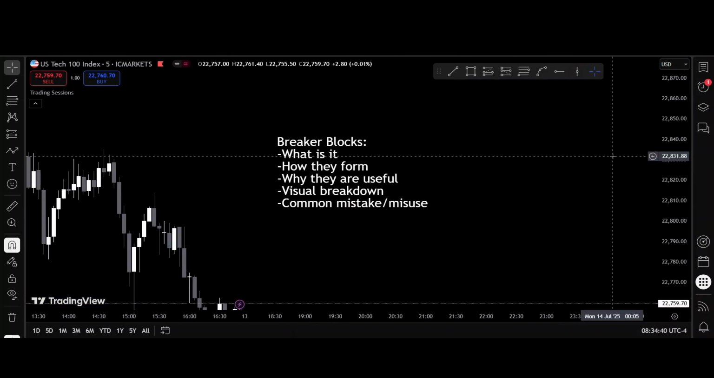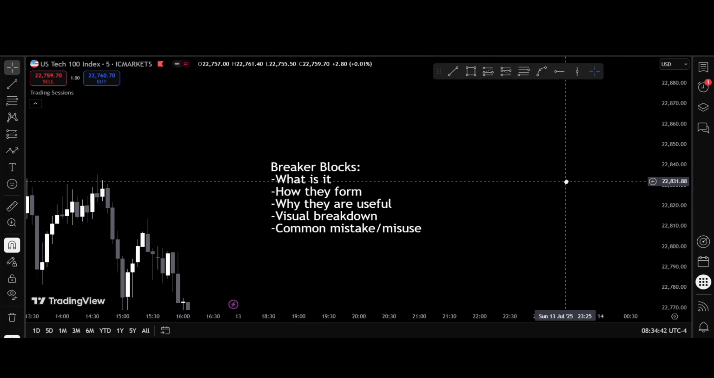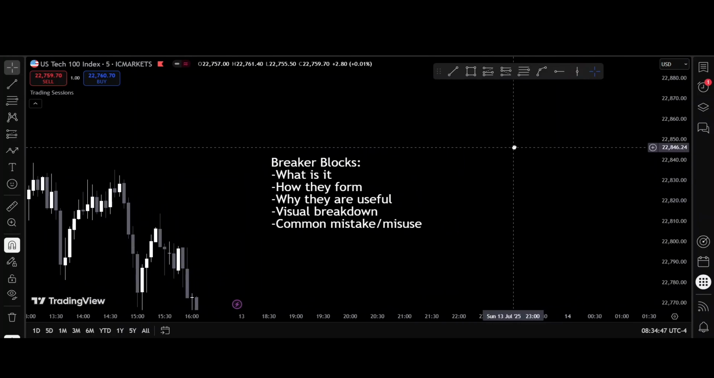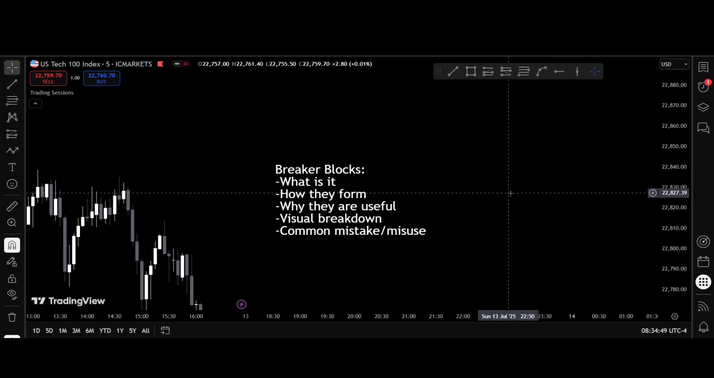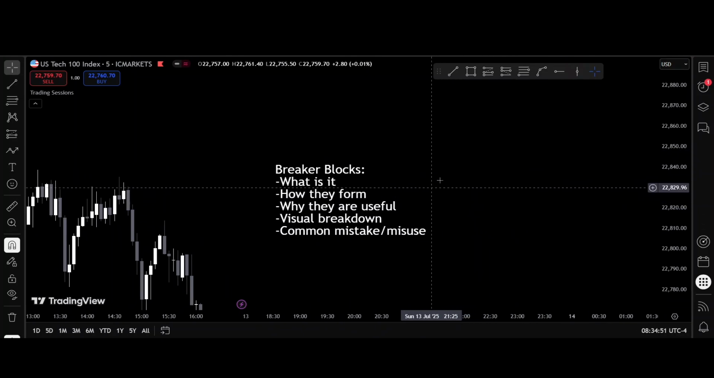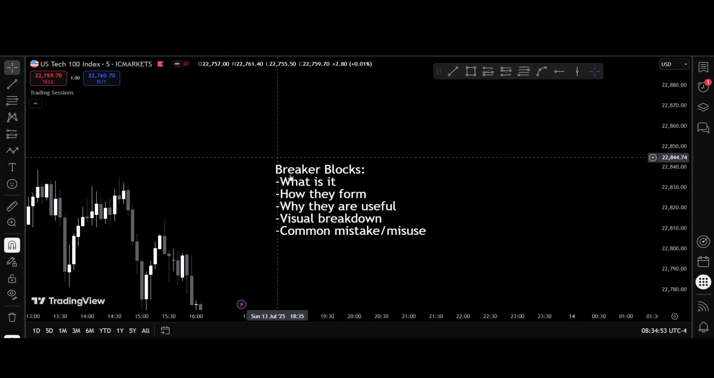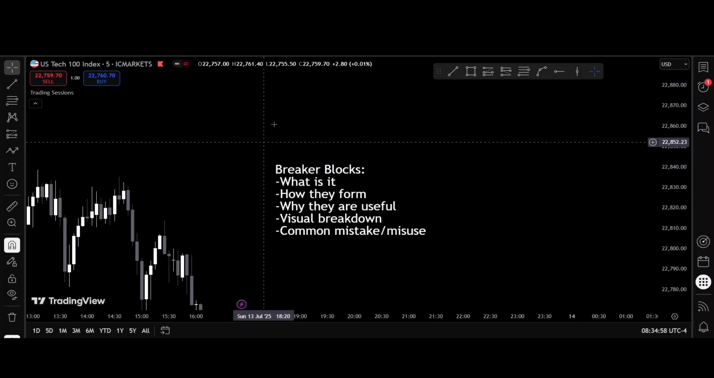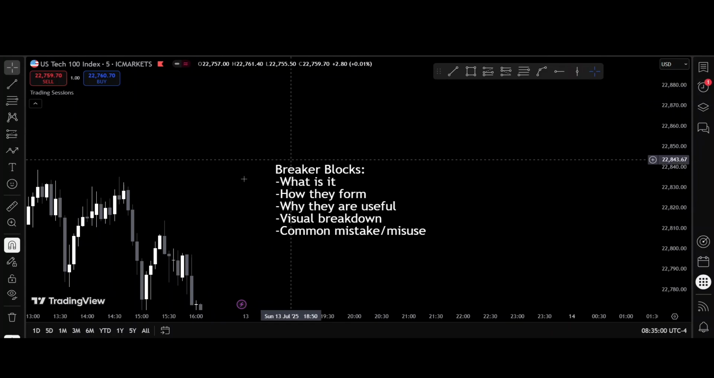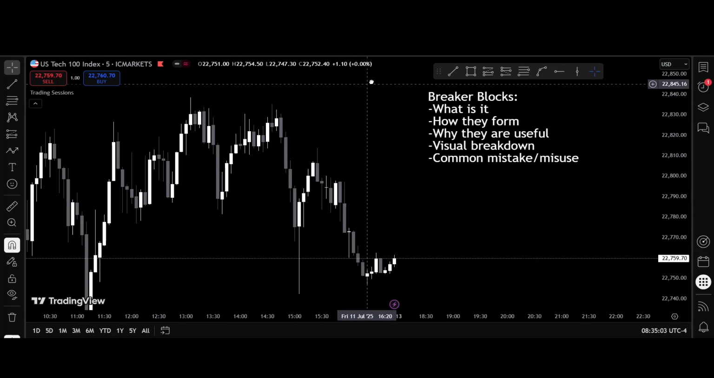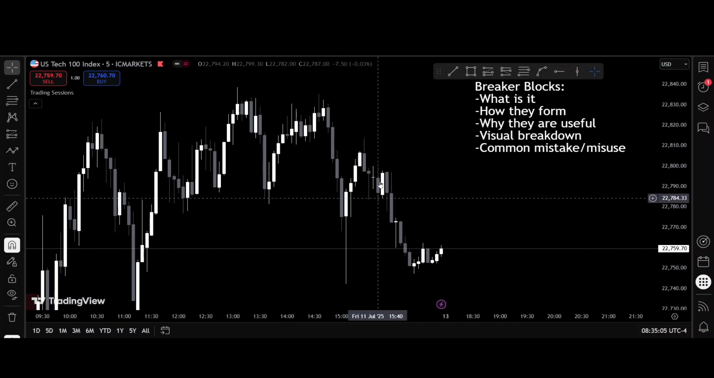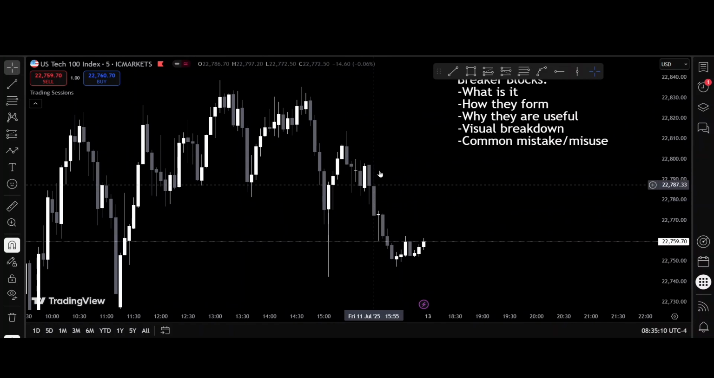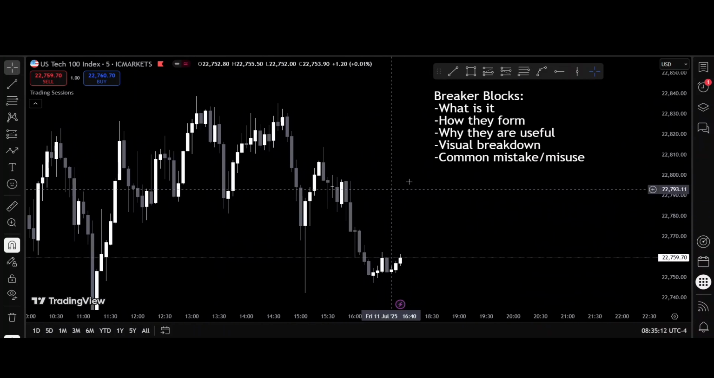How do they form? It's literally what it is. You have to start with a trending leg, and then a retracement happens. If you are in an uptrend, the retracement is down to continue higher. That's the retracement. Like if we were in a downtrend, the retracement will be this leg up because we are in a downtrend.